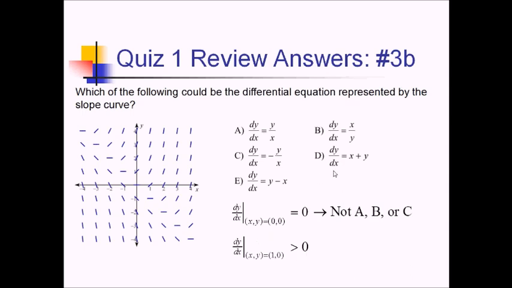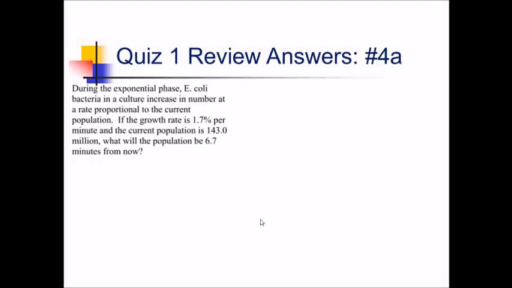Taking a look at choice B now, if I do 0 plus 1, that is positive. If I do 0 minus 1, in choice E, that's going to come out negative. So I can eliminate choice E because that does not give me a positive slope. So then choice D.